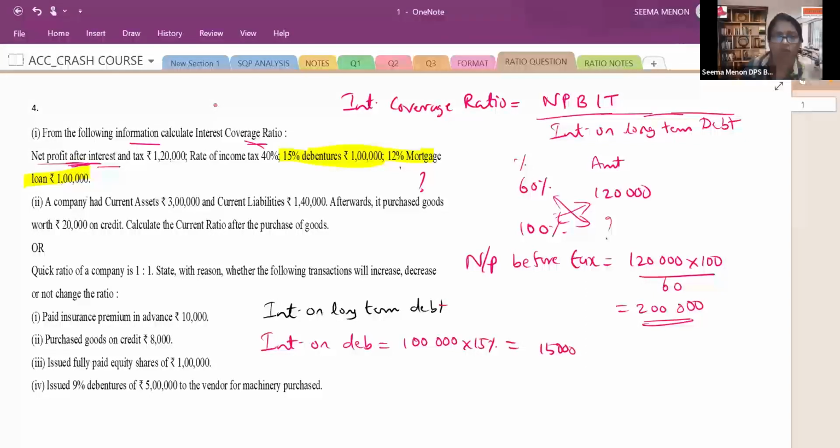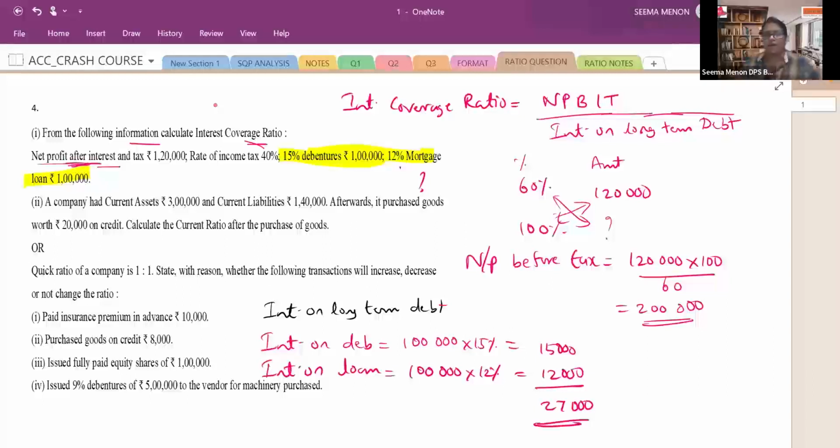Okay. Now, again, 12% mortgage loan. So, interest on loan, 12% mortgage loan. You will find out. So, your 1 lakh into 12%. You solve it, you will get 12,000. So, what is your total interest? 27,000. Okay. Now, you will be going back.